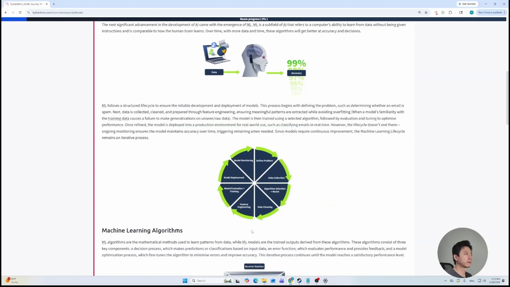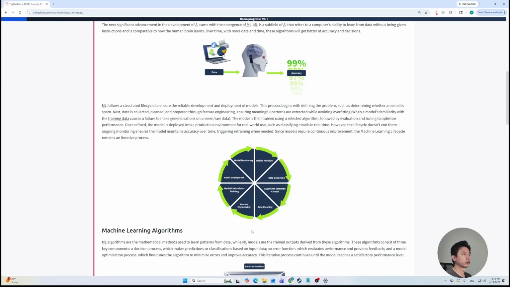ML follows a structured life cycle to ensure the reliable development and deployment of models. This process begins with defining the problem, such as determining whether an email is spam. Next, data is collected, cleaned, and prepared through feature engineering, ensuring meaningful patterns are extracted while avoiding overfitting, when a model's familiarity with the training data causes a failure to generalize on unseen or raw data.